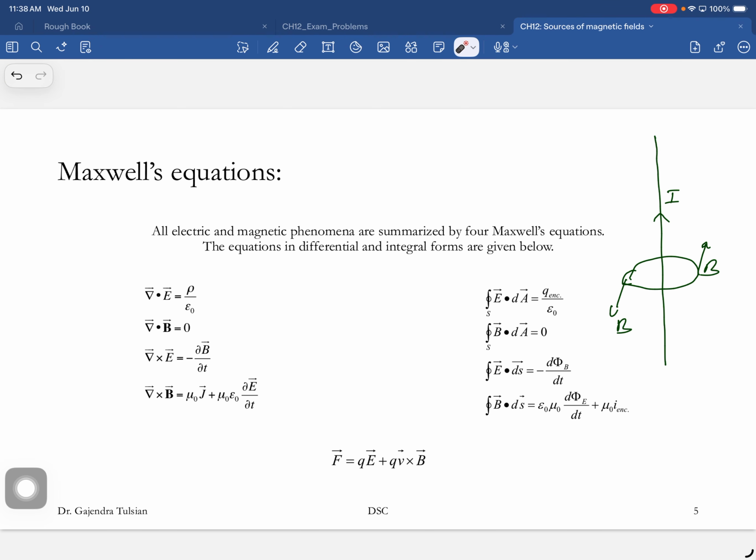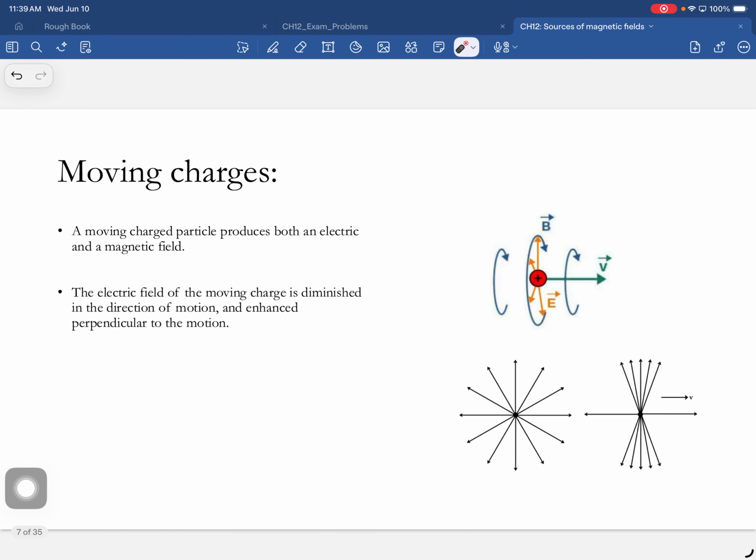I'm saying a lot, but anyway, all this chapter is about is this part of the equation. What does this say? Moving charges produce magnetic fields. So I just added this, copied an image from the internet. So here's a moving charge. A moving charge produces both electric and magnetic fields.